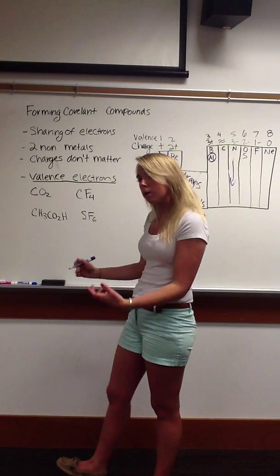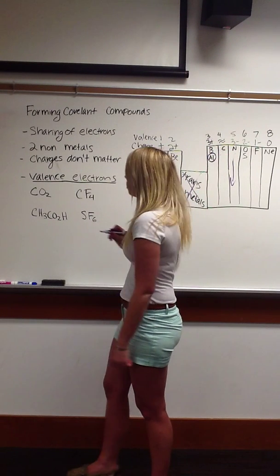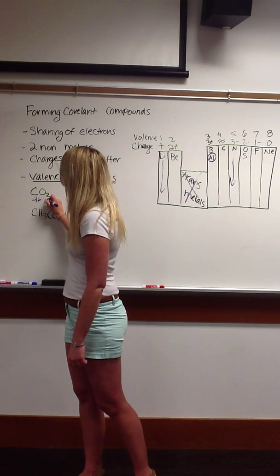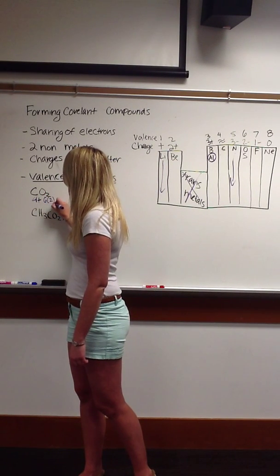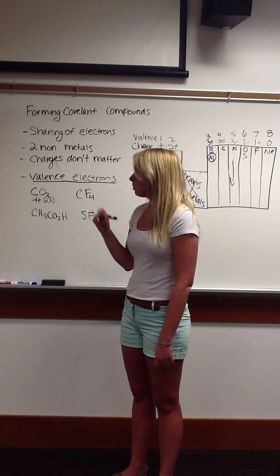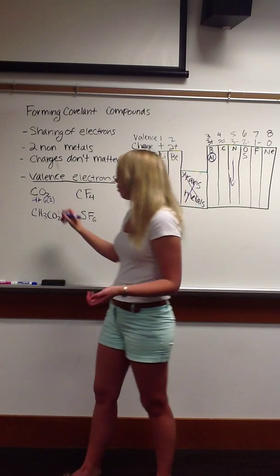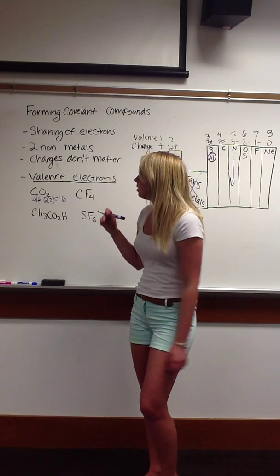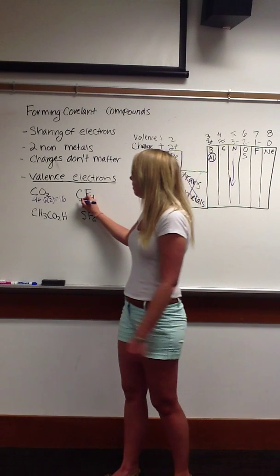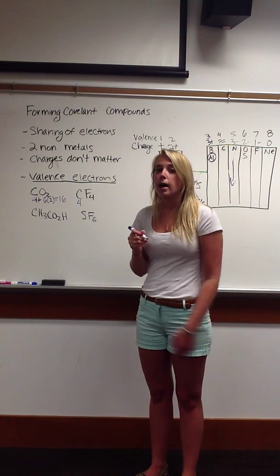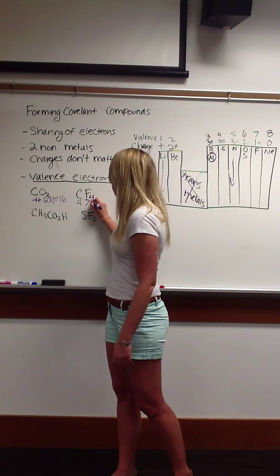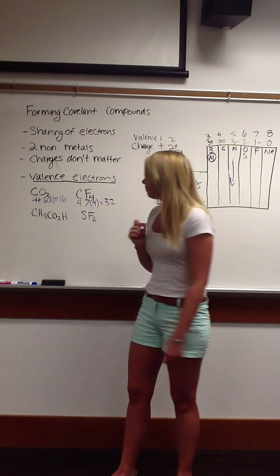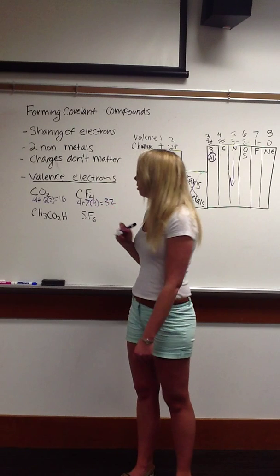The first one, so carbon has 4 valence electrons, so it's going to be 4. And then oxygen has 6, but there's 2 of them, right? So 6 times 2, 12, plus 4 is 16. So that's good. The next one's CF4. Carbon again has 4. Fluorine has 7 valence electrons, and there's 4 of them. So it's going to be 32. Put a little plus sign.